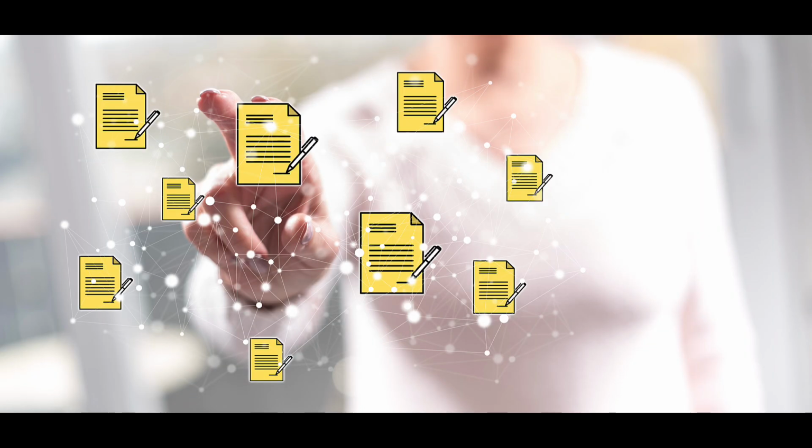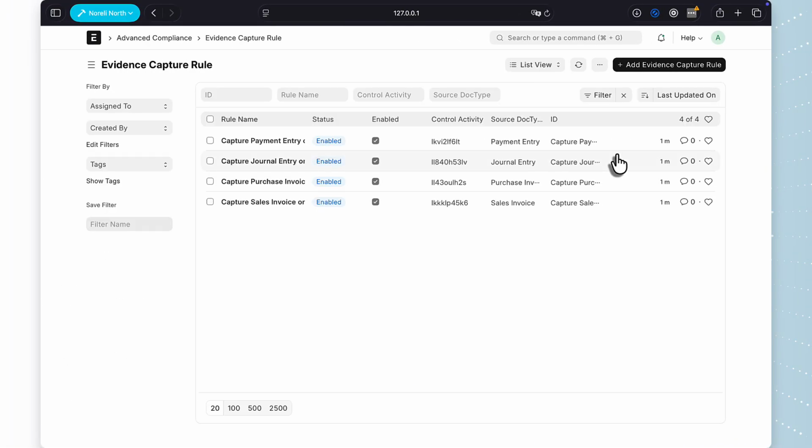Let's talk about audit evidence. In the old world, during an audit, you'd be scrambling. Where's the sales invoice for this control? Can you find the purchase order approval? Show me the journal entry that proves this control worked. You'd spend days digging through ERP, taking screenshots, exporting PDFs, organizing folders. Never again. This is where the magic happens.